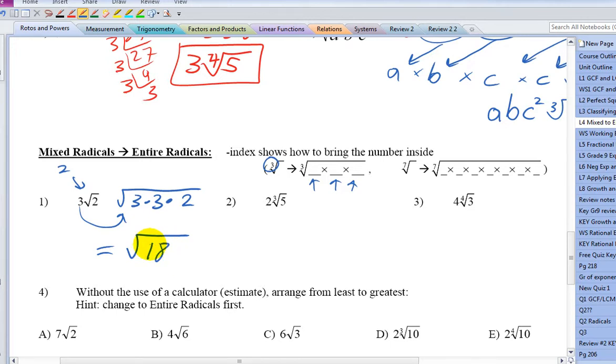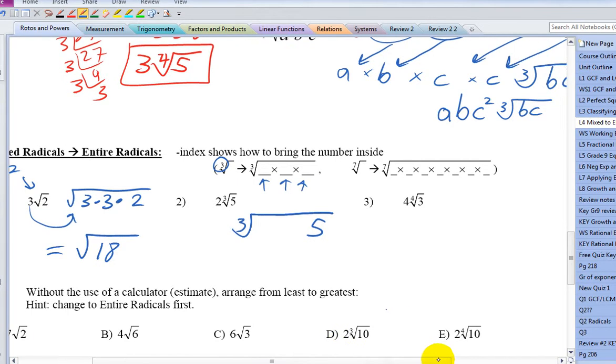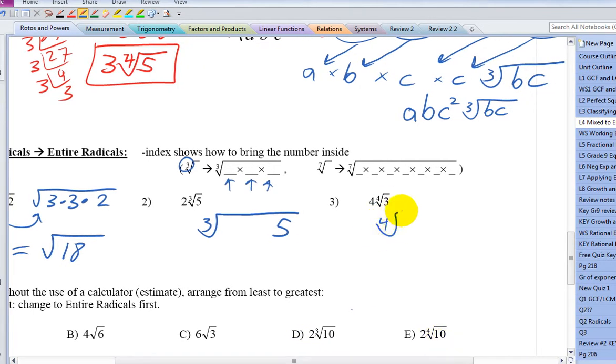Good. Do the next 2. Finish off number 2 and number 3, please. Use your calculator to get the final value.